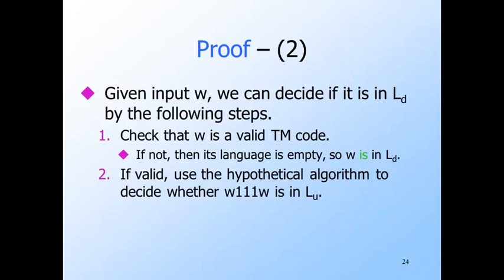Now, suppose W is a valid code for a Turing machine. Then simulate the hypothetical algorithm for L sub u on the input W111W. That bit string represents the ith Turing machine processing the input that is the ith string. Eventually, this algorithm will halt and tell us whether or not the ith machine accepts the ith string. If the algorithm says yes, the ith machine accepts the ith string, then we say no, because that means W is not in L sub d. However, if the hypothetical algorithm says no, then we accept W, because W is in L sub d.